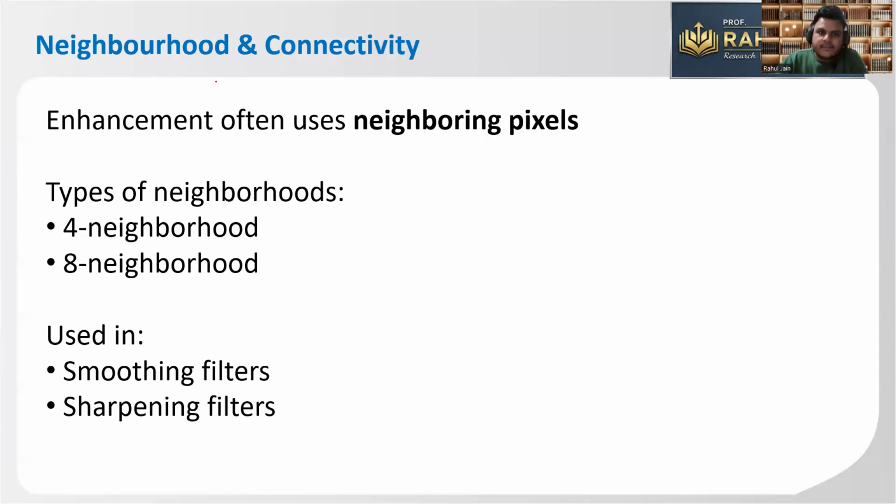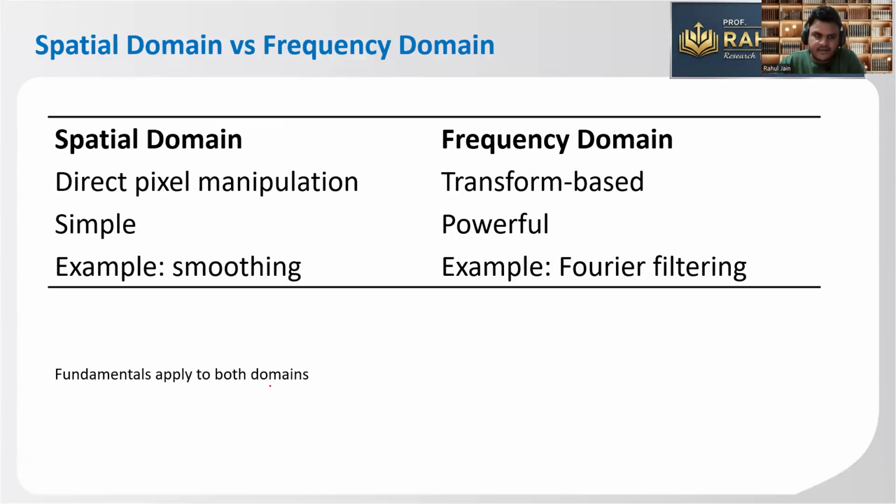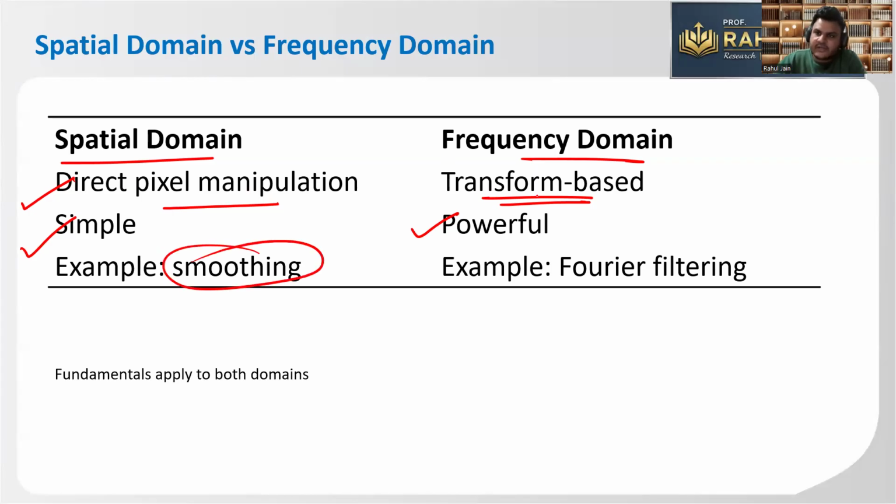Now, if I talk about neighborhood and connectivity, then enhancement often uses the neighboring pixels. The types of neighborhoods are 4-neighborhoods or 8-neighborhoods. It is normally used for smoothing filters and sharpening filters. Now, spatial domain versus frequency domain. Spatial domain is direct pixel manipulation, whereas in frequency domain, transform-based manipulation is there. Spatial domain is simple, whereas frequency domain is powerful. Spatial domain, for example, smoothing, whereas frequency domain, like Fourier filtering.